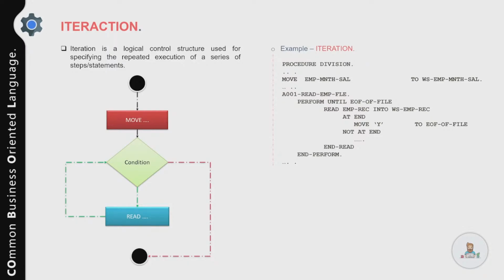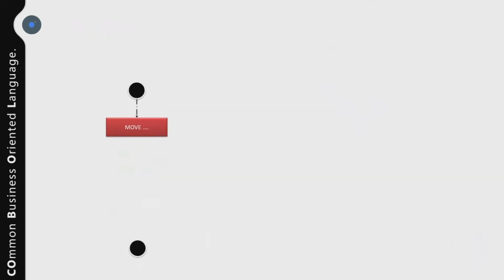So if you notice the right hand side of your screen, there is an example that is using a perform statement. And this is an inline perform statement. And within this perform statement, you have a read statement that will read data from the file. And this read statement will keep on executing until the condition is satisfied. And that means until you do not have any more records in the file.